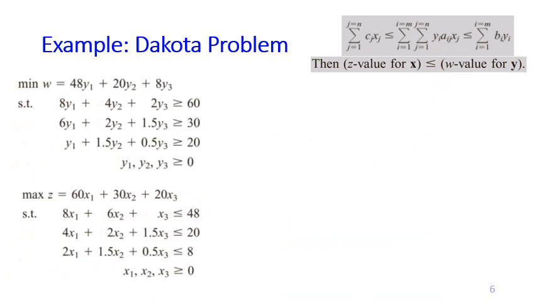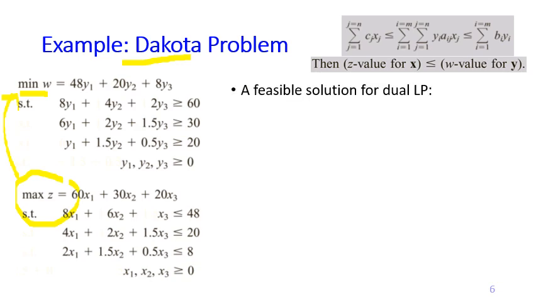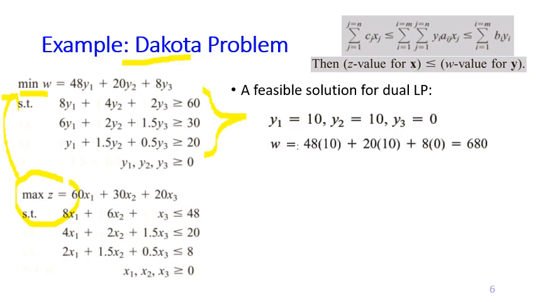Okay, so now let's take a look at the dual problem. Remember that for the Dakota problem, the primal is this maximization. I just moved the dual up here so it is easier to read. So our dual is this. Let's say we have a feasible solution for the dual: y1 equals 10, y2 equals 10, y3 equals 0. Again, you may check that this solution satisfies all the dual constraints. And then we compute the W for this feasible solution.